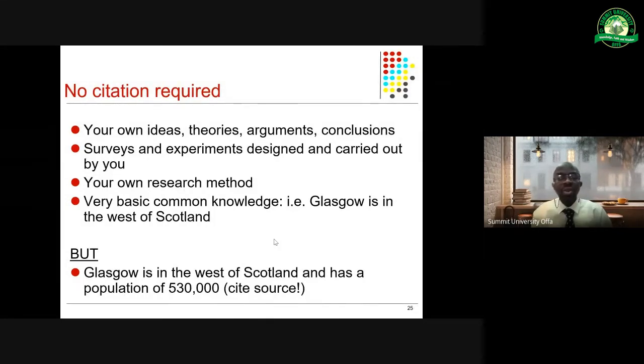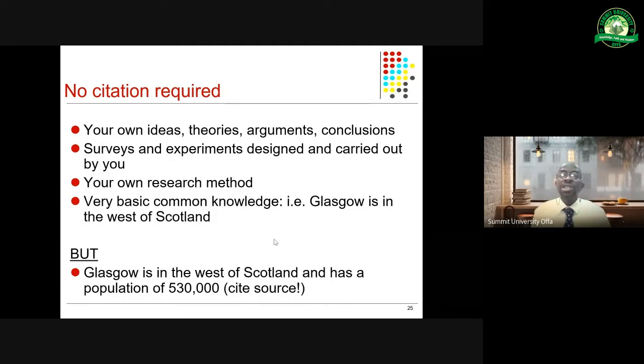E.g., Glasgow is in the west of Scotland. Let's say Offa is in Kwara State now. That's a basic knowledge. But when you now say Offa is in Kwara State and that it has a population of 400,000, then for that figure you have provided, you need to give us the source. That's when citation is required.